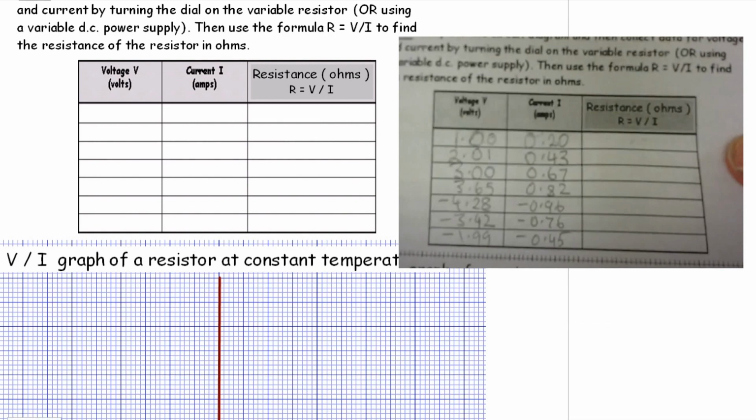So if we take one of those at a time, like that's 1.00, what you do is just write that here and 0.20. What you do after each one of those is work out the resistance. The resistance is voltage divided by current, and I'd like you to give the answer to 2 decimal places. I'm lucky here, look, that I got nice easy numbers to work with. So that's 5.00 for resistance. So just pause the video now and complete the rest of the table.